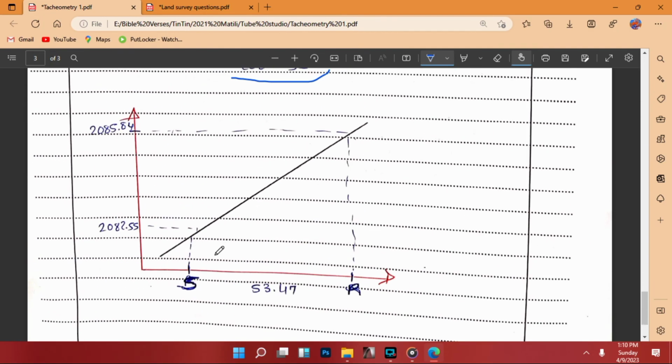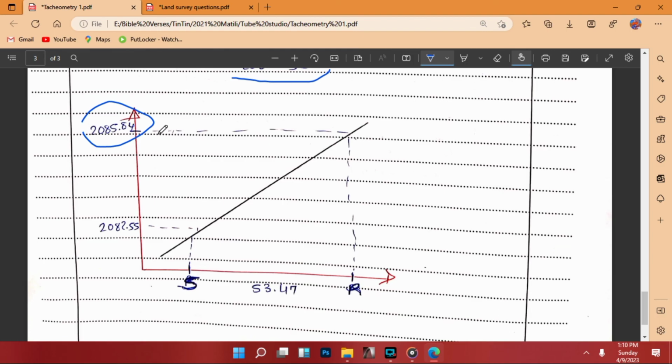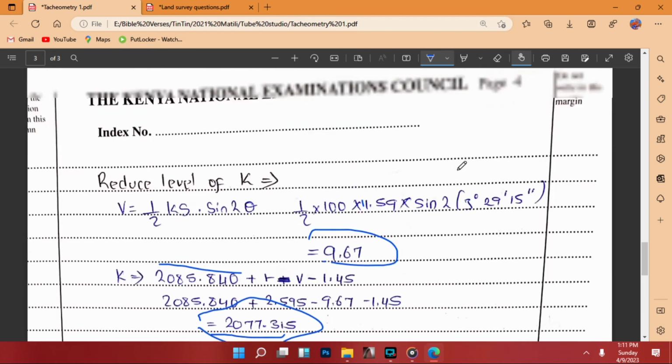Then our last section, we are supposed to find the gradient. So the gradient is the difference in the y-axis over the x-axis. We already had been given the reduced level of R, I have represented it there in the graph. Then we have the reduced level of S that we have gotten now. So the difference between those two, divided by the distance between S and R, that we had calculated here.